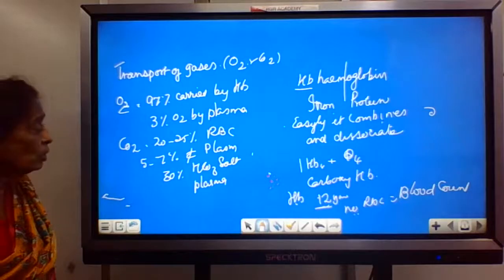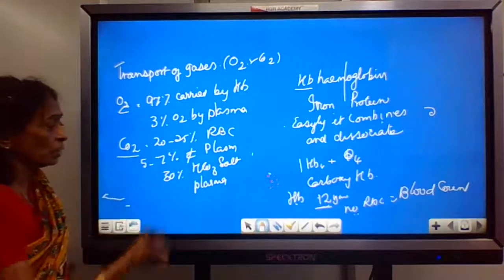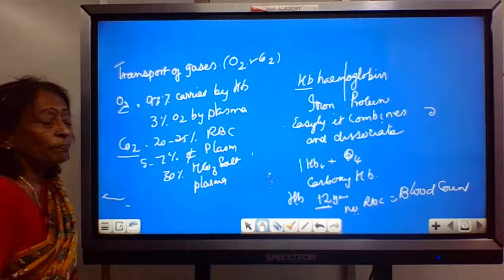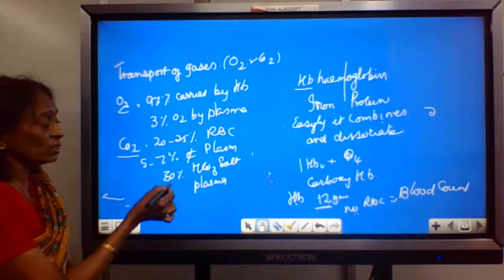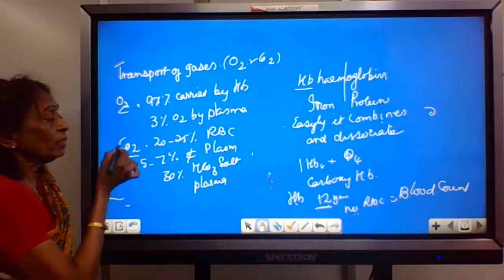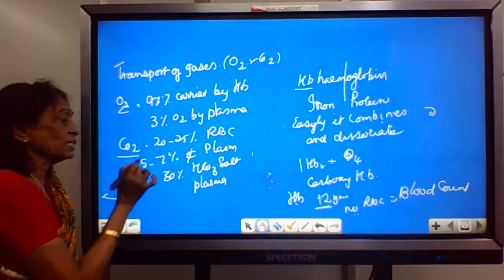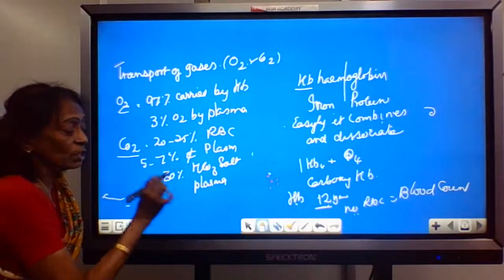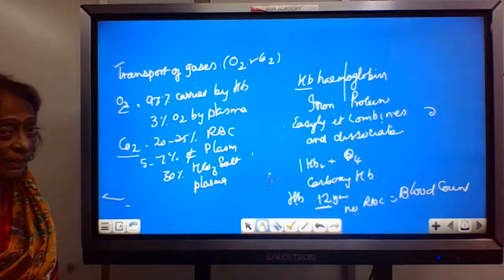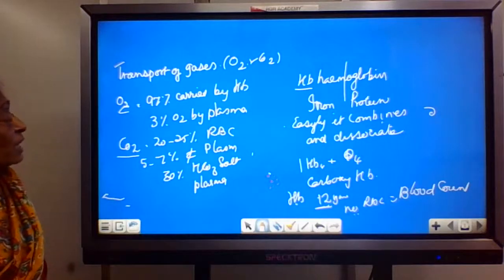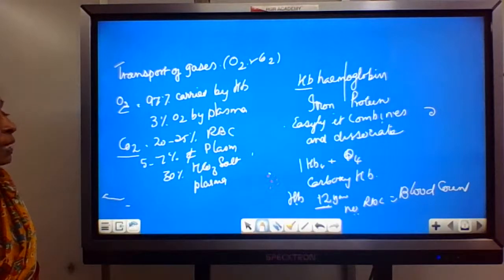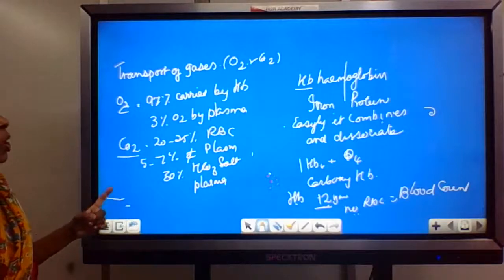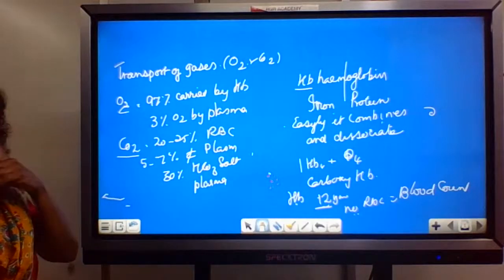We'll discuss the chloride shift first to get the main idea. Now, the CO2 is carried 25% with RBC and 7% with the plasma, and 30% mostly as bicarbonate salt in the plasma. So these are the different rates of CO2. So plasma helps in the transport of CO2 more than the transport of O2.